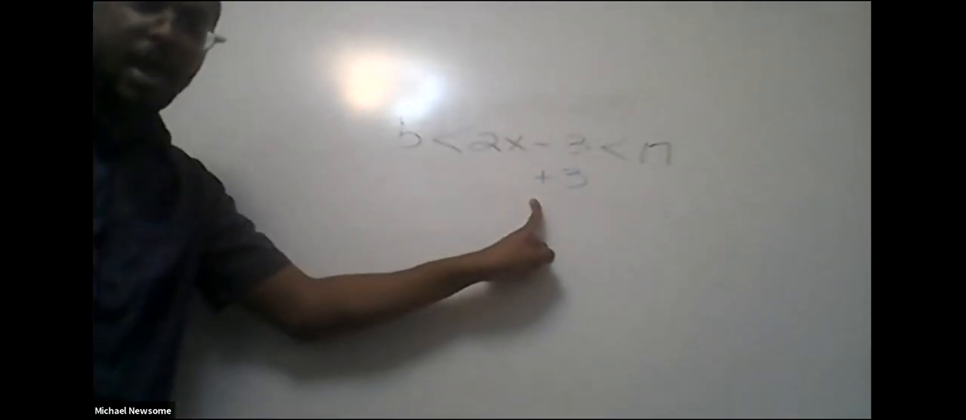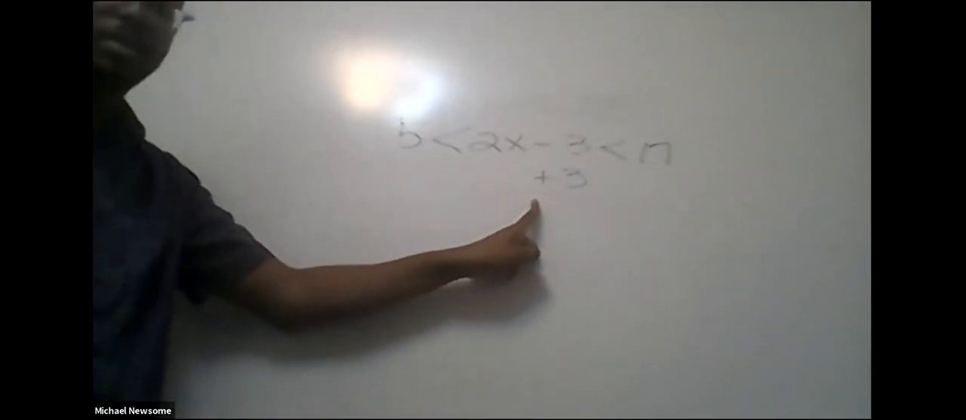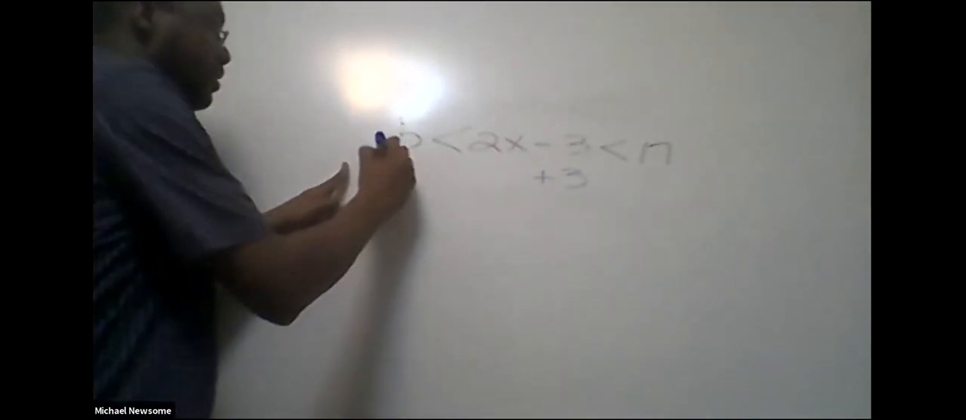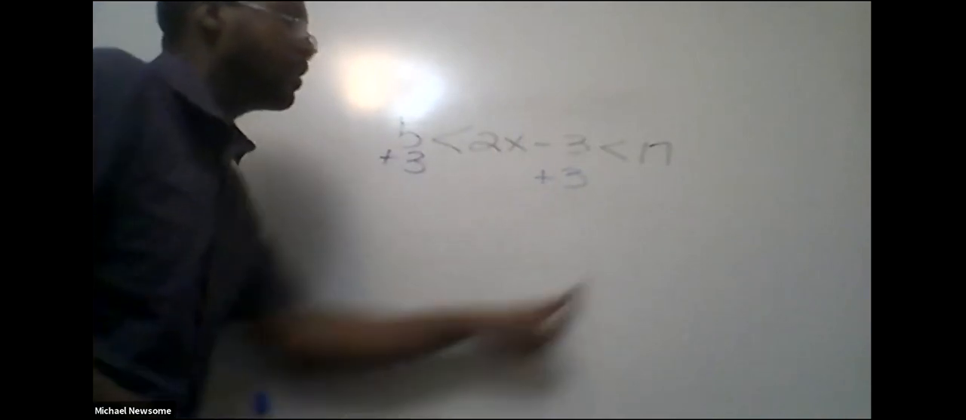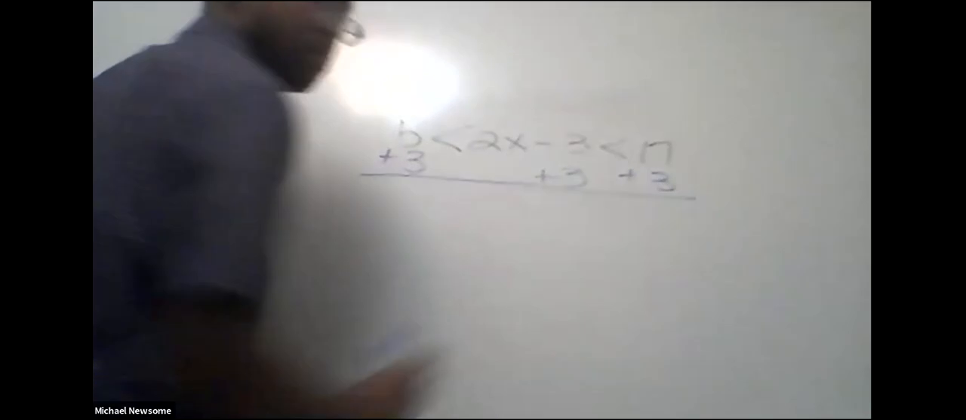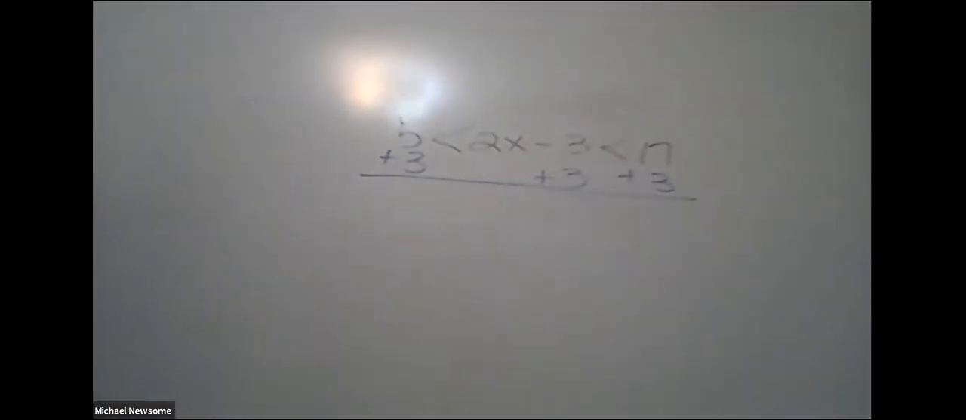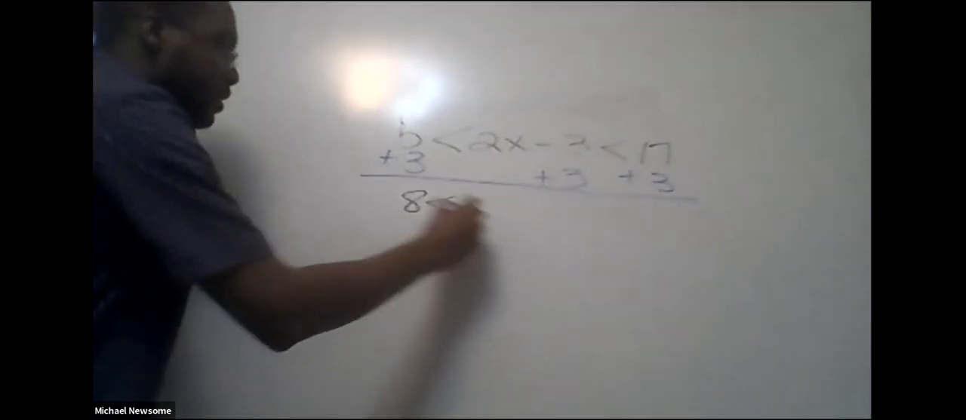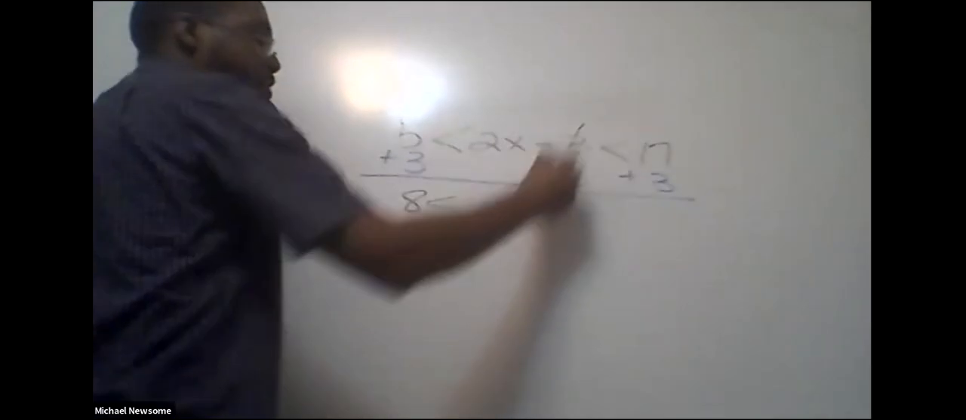So I'm going to add 3 to this side, the middle side. I'm going to add it to the, let's say, left side. Let's go from left to right. I'm going to add it to the right side. So step 1, add 3. That gives me 8 is less than, all right, that's gone.